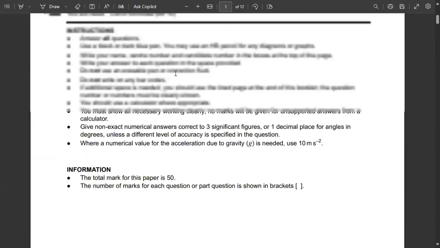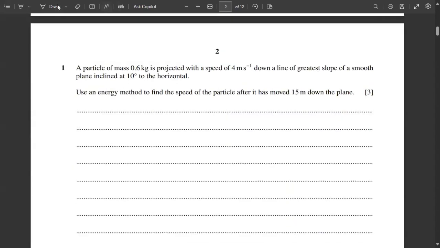Today, let's start solving the paper 2021 May June paper 42. Yep, 2021 May June paper 42. Let's start with the first question.